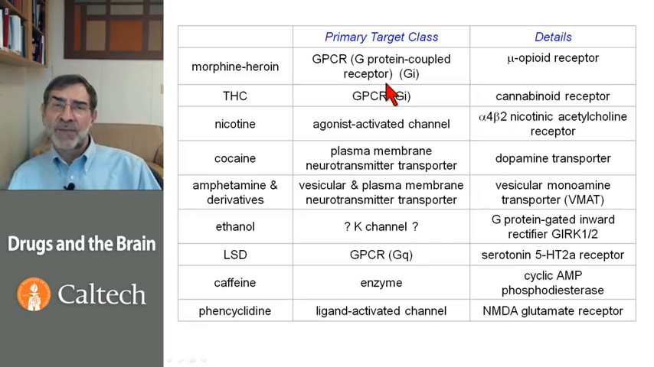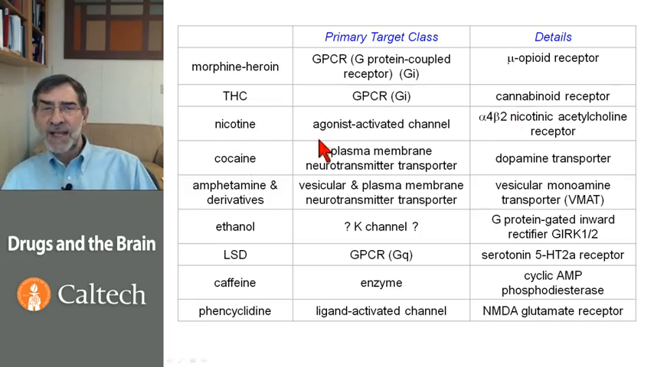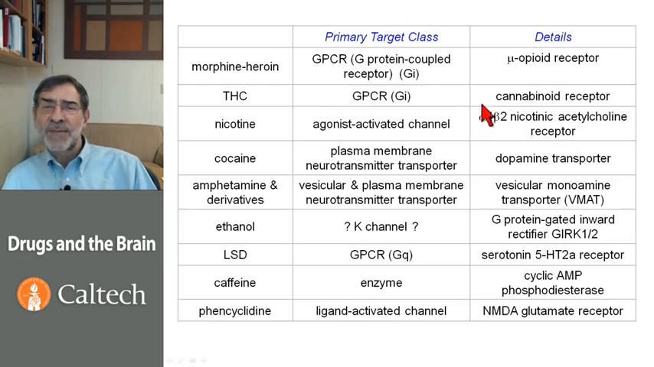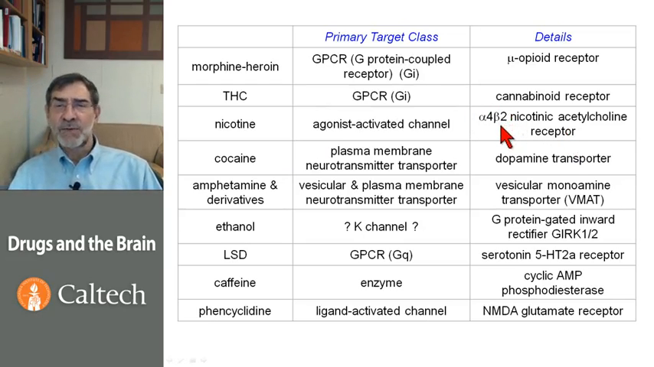Now let's talk in detail about the primary target class and the details for each of these drugs. Morphine and heroin act on a Gi-coupled receptor, a GPCR that activates Gi, the inhibitory G protein. Specifically, that receptor is the mu-opioid receptor. Indeed, as I've told you before, mu stands for morphine. THC acts on a GPCR, also of the Gi class, called appropriately enough the cannabinoid receptor. Nicotine acts on an agonist-activated channel, several nicotinic acetylcholine receptors. Perhaps the one that's most important is the alpha-4 beta-2 nicotinic receptors.